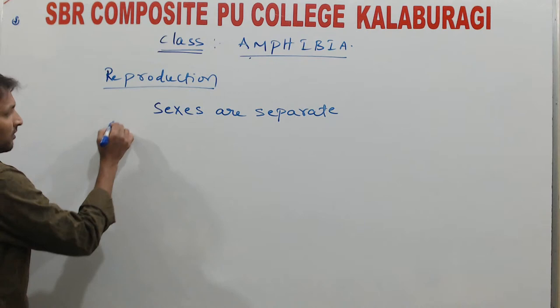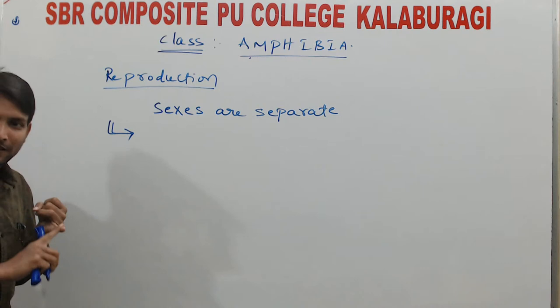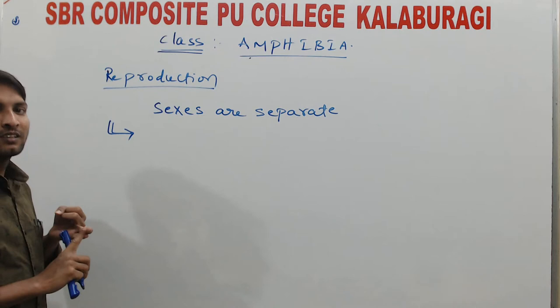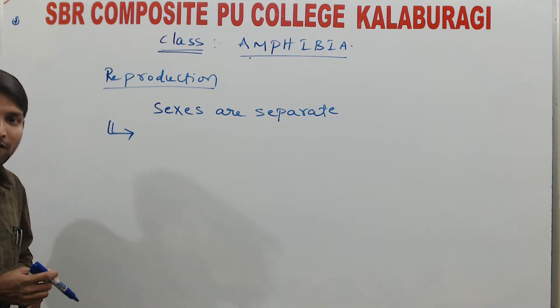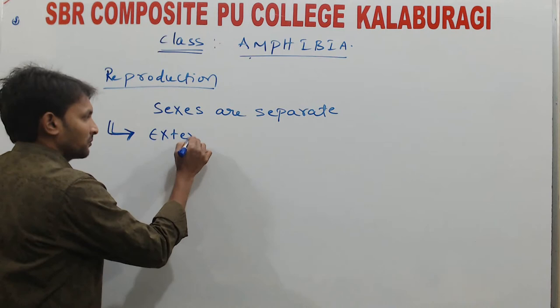And here, the fertilization. Previously we discussed, why do amphibians always live near water bodies? First thing, they are poikilothermic, and second, they require water for reproduction. Third, to escape from predators. These are the three main reasons. If you see the amphibians, they always live near water bodies. So here the fertilization is external fertilization.